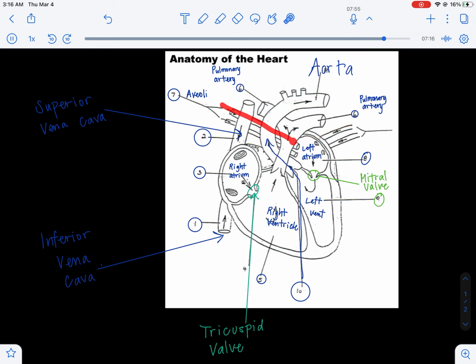And afterwards, the oxygenated blood travels to the mitral valve, and then it drops to the left ventricle. So the oxygenated blood then travels to the aorta, which then shoots to your head, your shoulders, pretty much all over your body. And that's pretty much it. That's how the blood travel works.